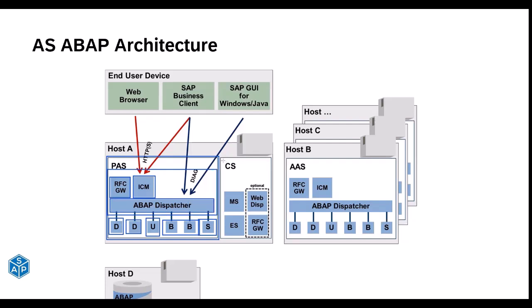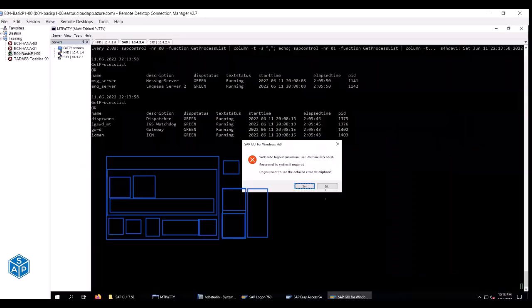Again, you have your ASCS instance. In your ASCS instance, you have your MS, message server, and then you have your ES, NQ server. These are optional parts, so you can ignore them for the time being. In your ASCS instance, these are the only two important, critical processes: the message server and the NQ server.